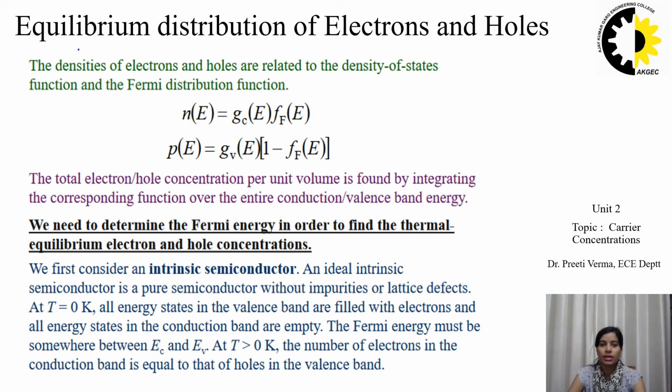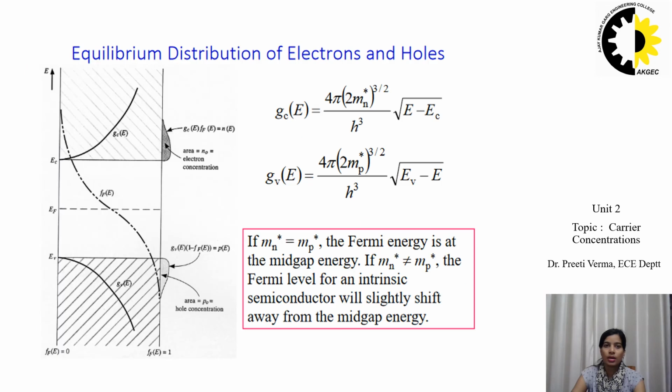We need to determine the Fermi energy in order to find the thermal equilibrium electron and hole concentration. So we first consider an intrinsic semiconductor. An ideal intrinsic semiconductor does not have any defects. It is a pure semiconductor. For that, the equilibrium distribution of electrons and holes is given by Gc(E) and Gv(E). Gc(E) is for the conduction band states and Gv(E) for the valence band states.